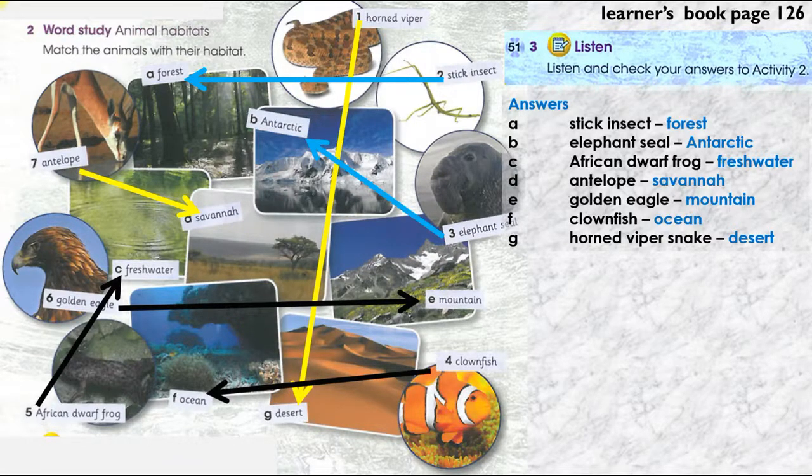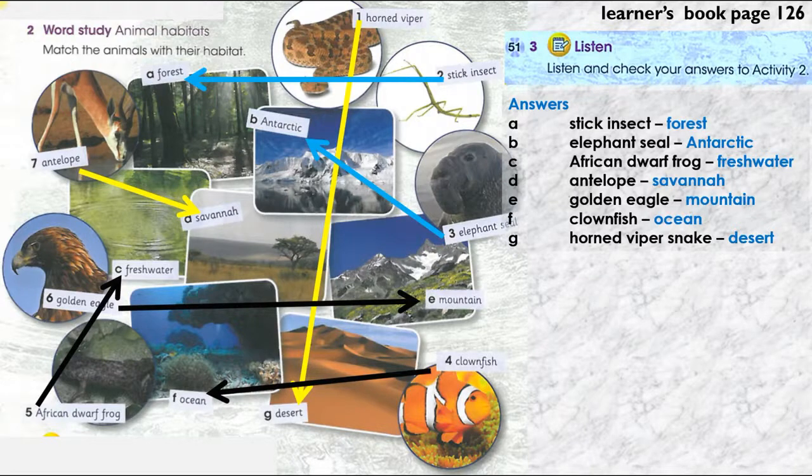3. The elephant seal is an aquatic mammal that lives in the Antarctic. It is extremely cold, but the elephant seal has a lot of fat on its body to help to keep it warm. It spends most of its time hunting fish, octopus and squid under the water.